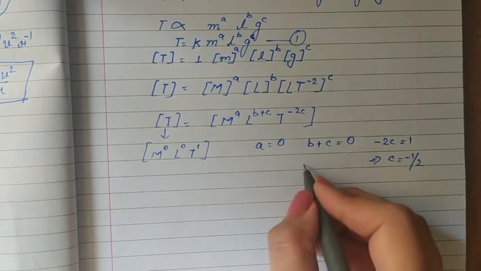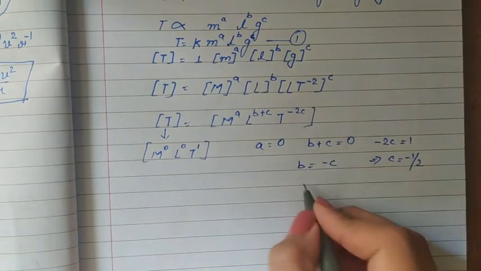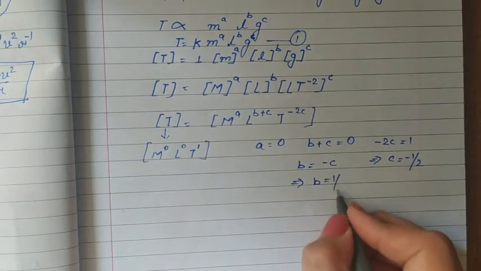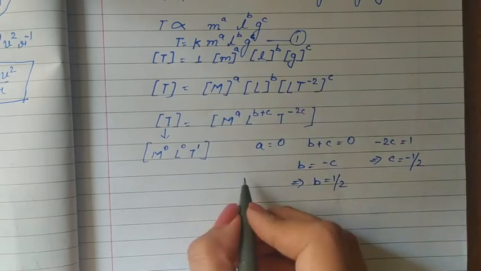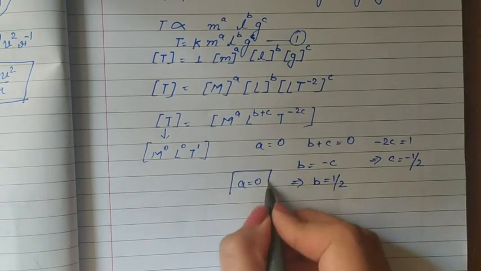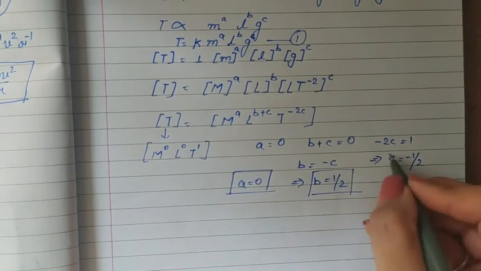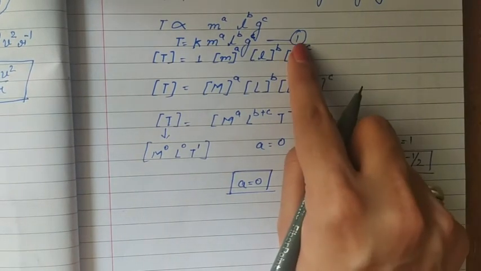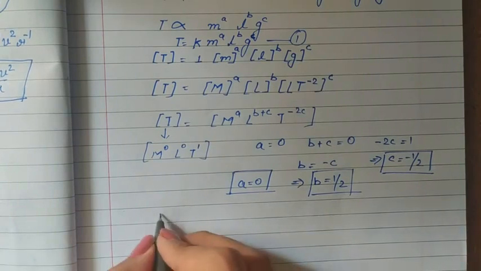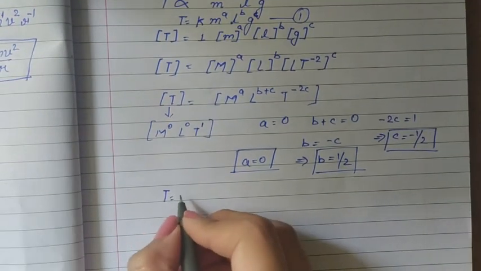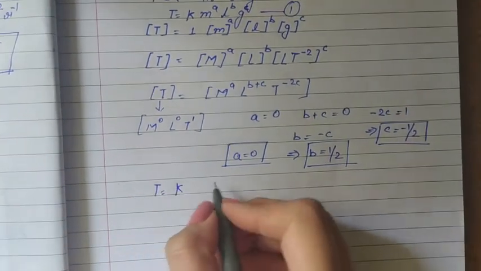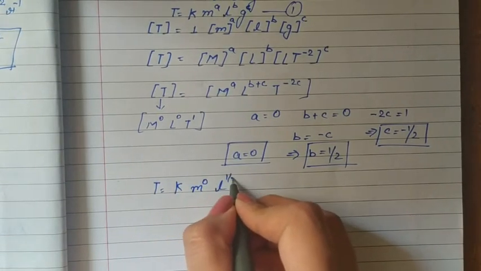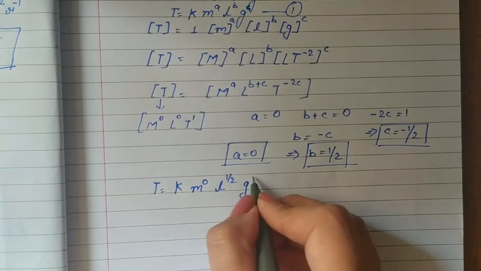If we apply this value here, then b is equal to minus c, that means b is equal to minus minus half, or it will be plus half, and a is 0. So the values are a 0, b half, c minus half. Now we are going to substitute these values in equation number 1 and we get t is equal to k m^0 l^(1/2) g^(-1/2).